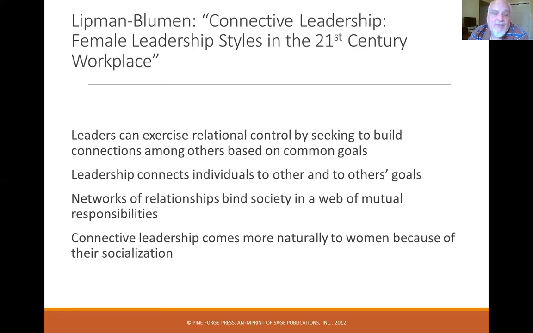That's not a uniquely gendered thing, but it seems like with Follett being the theorist and other researchers, they have carved out this niche that female forward theory and female forward ideas are worthy for these organizations to consider in getting more work from their workers. So leadership connects individuals to others and others' goals. Networks of relationship bind us together, both within our social groups and as a society. Connective leadership comes more naturally to women because of their socialization.